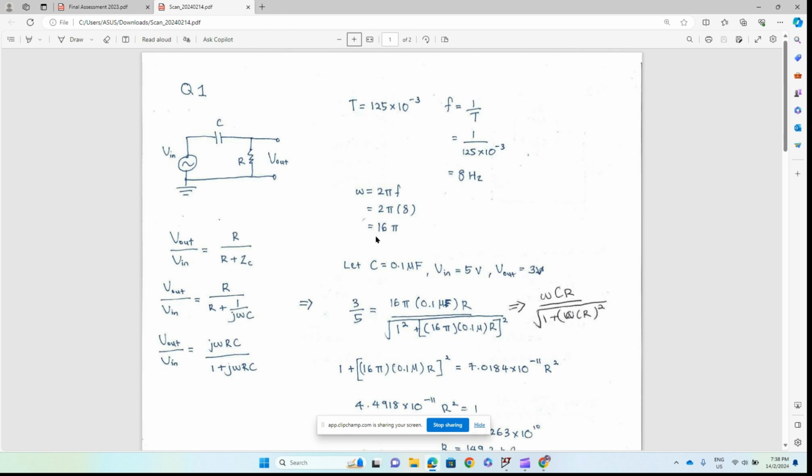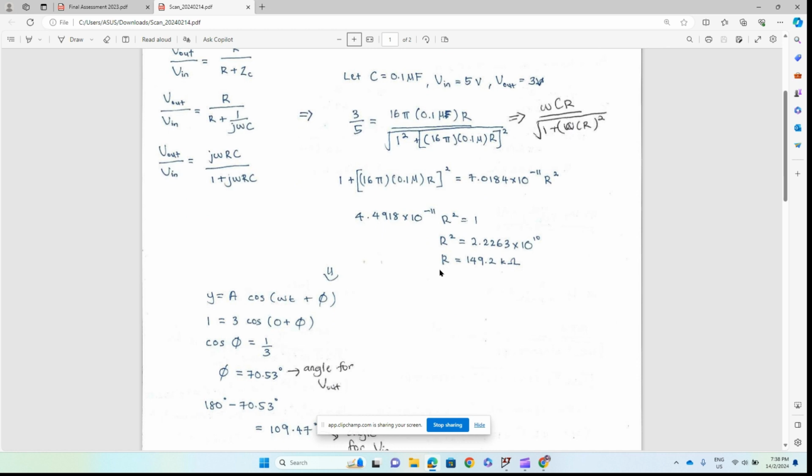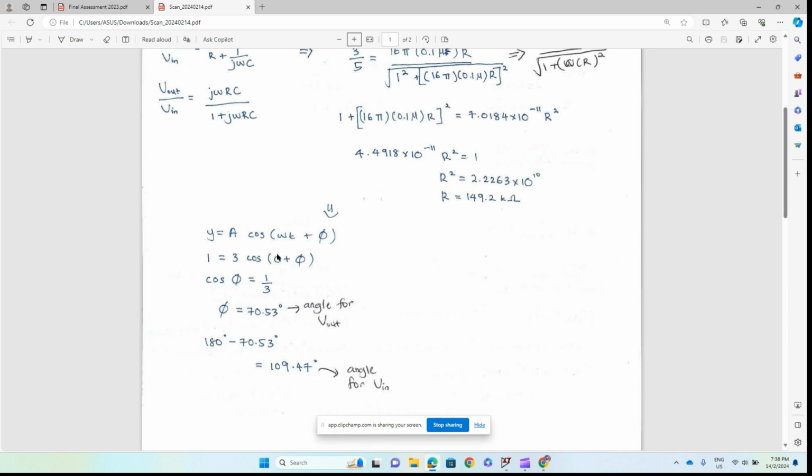Using the 8 Hz, we can calculate the omega, and then we assume C equals 0.1 microfarad, V input 5 volt, V output 3 volt. So we substitute into this formula, and lastly we got the resistor, which is 149.2 kilo ohm. And we use this formula to calculate the angle, and then we get the angle for V input, which is 109.47 degrees.